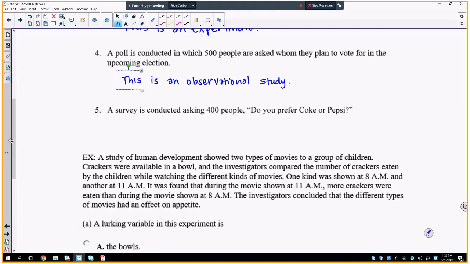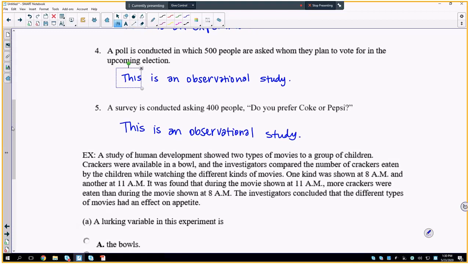Similarly, in a survey of 400 people asking, do you prefer Coke or Pepsi, we would say this is an observational study. And again, as long as no one is attempting to influence your choice of Coke or Pepsi. They're just asking you for your preference, and you're simply stating your preference, so it's an observational study.